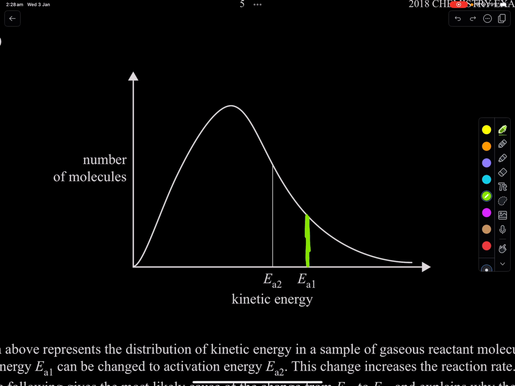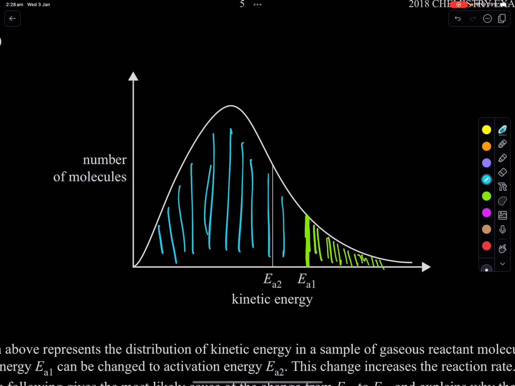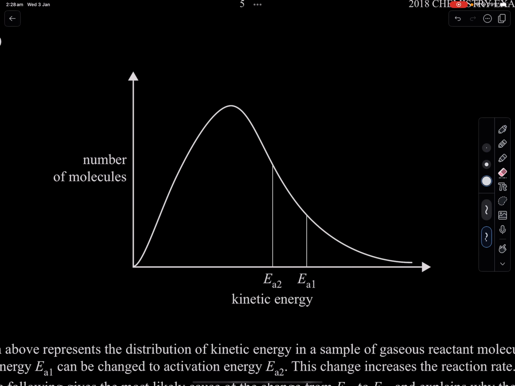Have a look here. This is the area for the ones that actually surpass it and react. Only this little bit surpassed that energy and made the reaction occur, whereas here, most of them didn't even have sufficient energy to react. So that's the problem with E1. And what they've done is decrease the activation energy. What decreases activation energy? You should know straight away: a catalyst. A catalyst decreases activation energy. So they likely used a catalyst to make it E2.